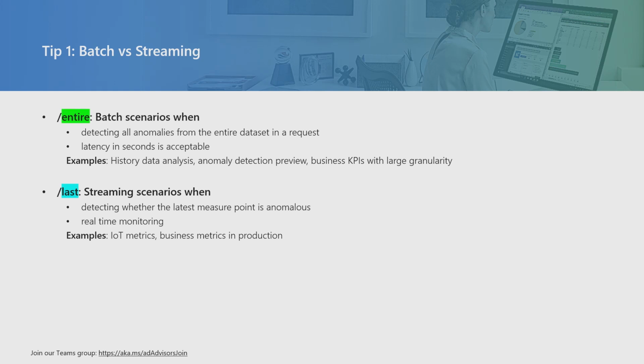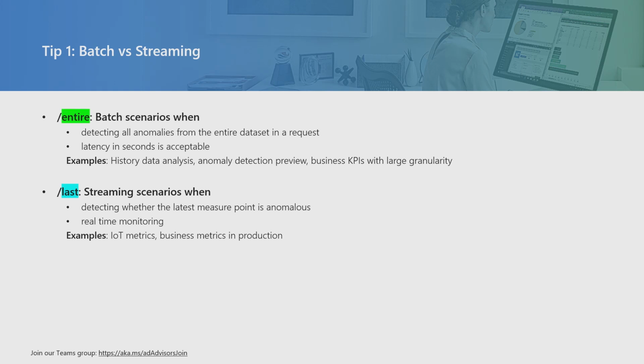On the other hand, when you want to detect anomalies from a stream of data, /last is recommended, as it returns only whether the last data point in your request is anomalous or not. So in general, /entire is for batch and /last is for streaming. However, /entire is a bit slower than /last. So customers would prefer to use the /entire in the cases when latency in seconds is not an issue.